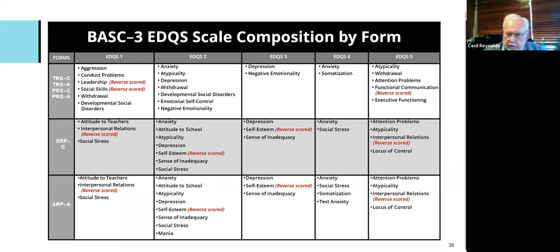And it was done by expert analysis, which is the way we build content scales, very differently from the empirical building of the clinical and adaptive scales and the actuarial probability indexes. All of those were built with very rigid empirical modeling. These are built with expert content modeling. Next.